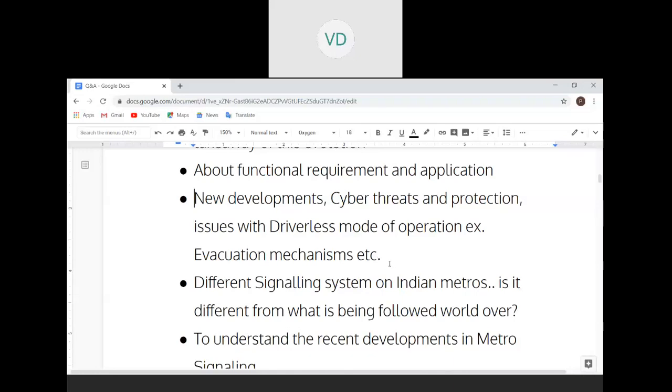Sir, new developments, cyber threats and protection. Ministry of Housing and Urban Development has already mandated that CBTC be used for all future metro systems. Yes, that's right. Metros, it is already decided. Different signaling systems on Indian metros: we have got only two types, DTG and CBTC.